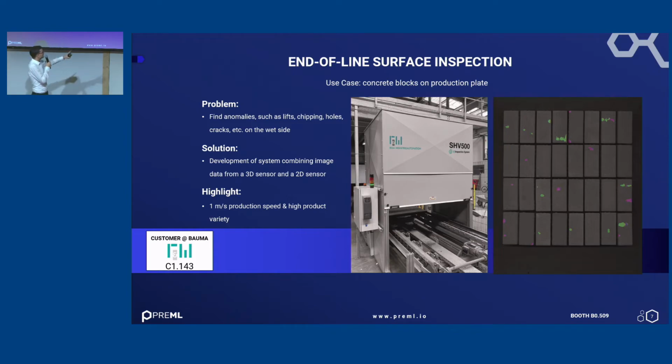What is interesting is you can also see here the output of a system like that, so the little colored dots are actual defects found by the AI.